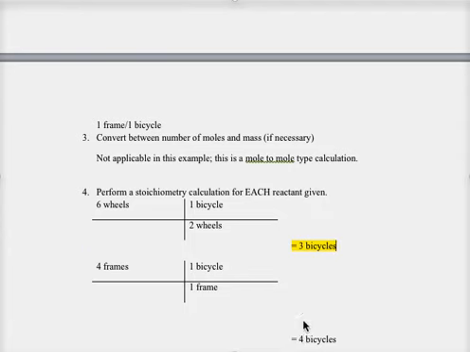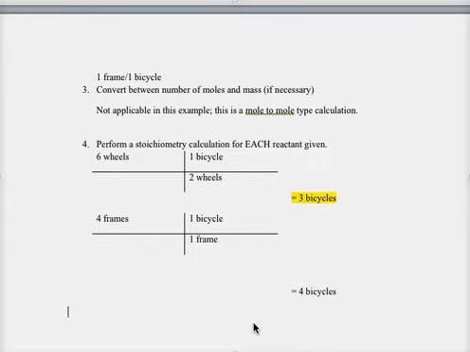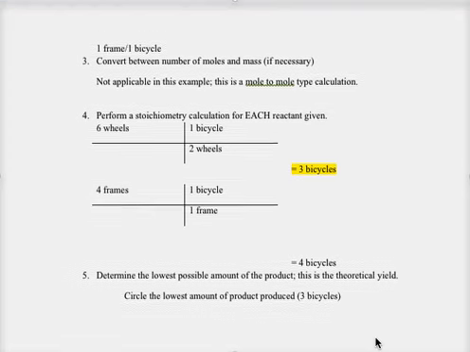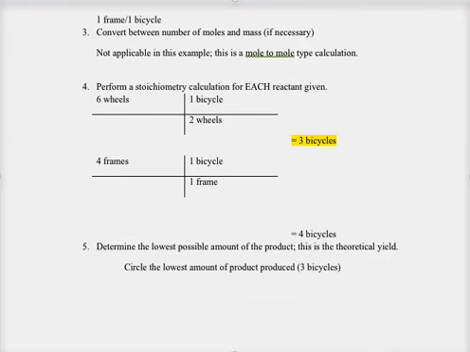So step 5 is basically to determine the lowest possible amount of the product. I always circle it, and this is my theoretical yield. So that's what I did here. I've highlighted 3 bicycles. And then the final step is to take a look at the reactant that produced the lowest amount. And this reactant is our limiting reactant.